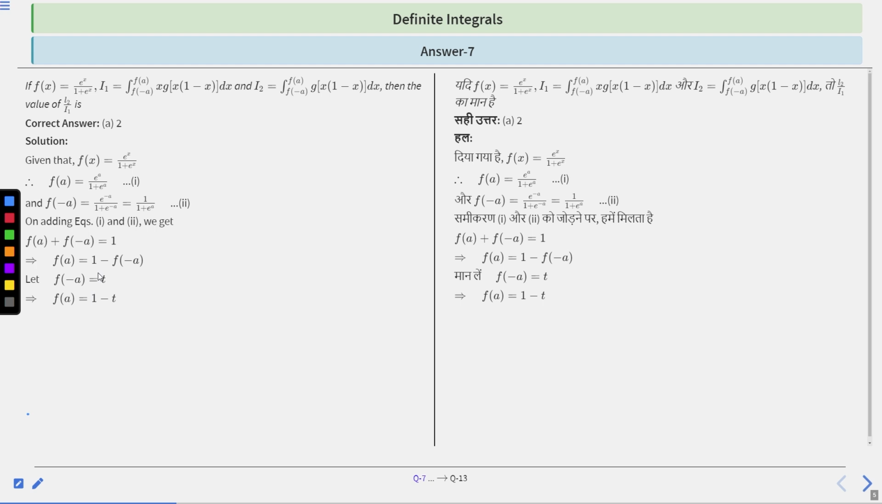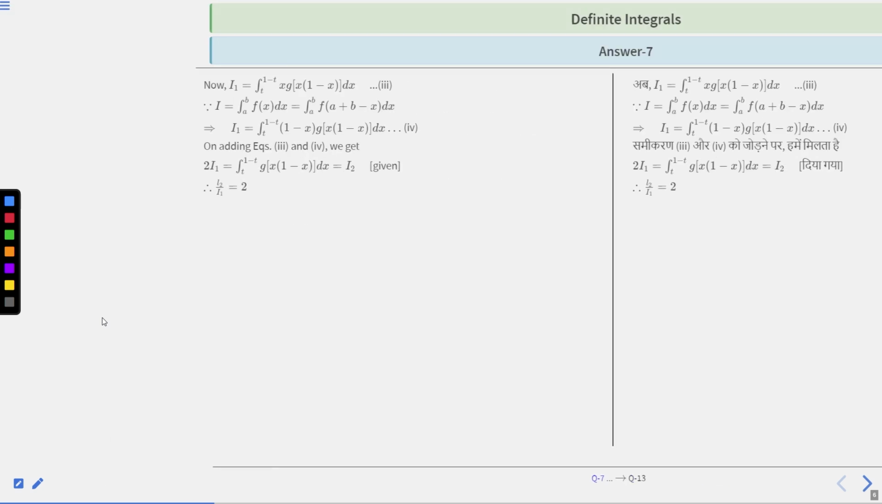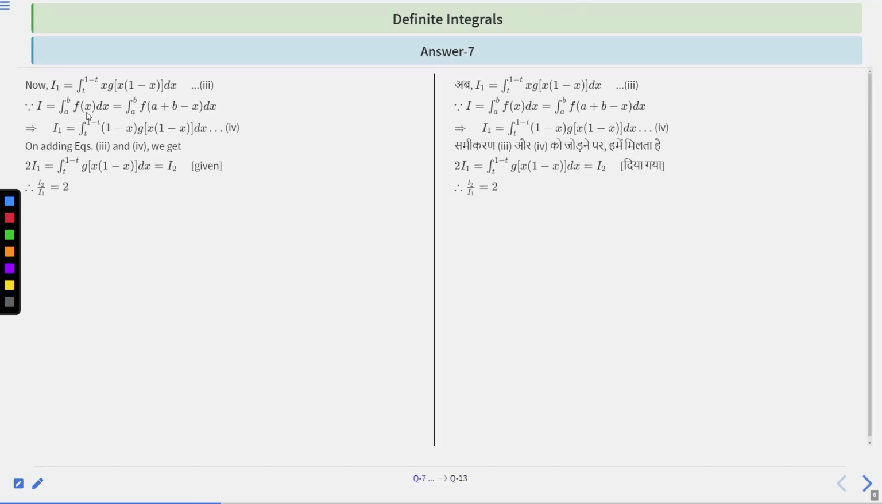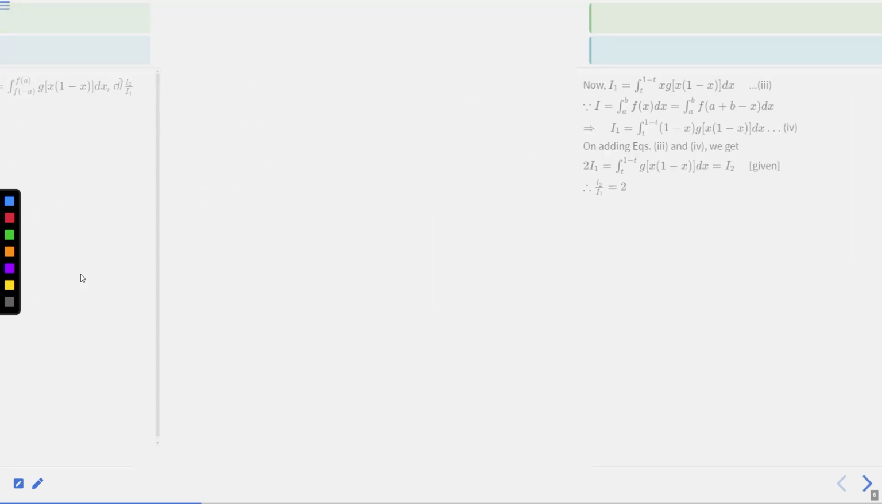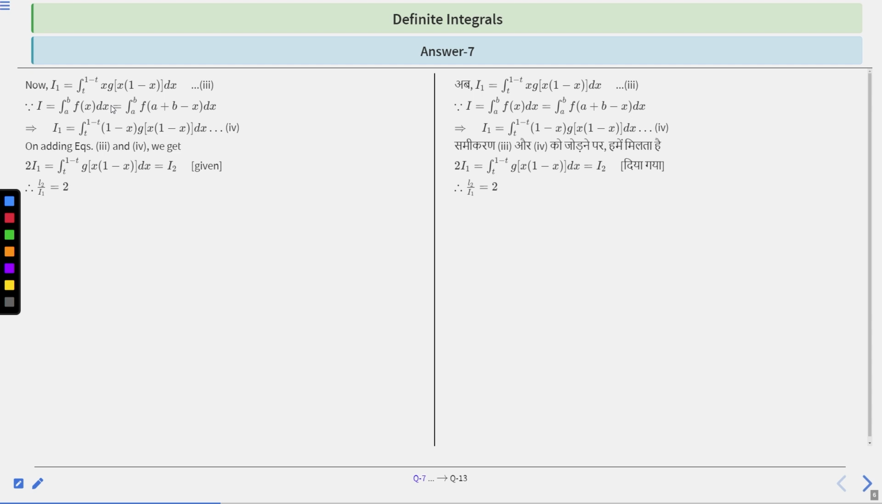Therefore, f(a) will be 1 minus f(-a), right? Let f(-a) be equal to t, therefore f(a) is equal to 1 minus t, clear? So I1 is equal to the integration of t to 1 minus t, because f(-a) is t and f(a) is 1 minus t, right? So t to 1 minus t, x into g of x into 1 minus x dx, right?